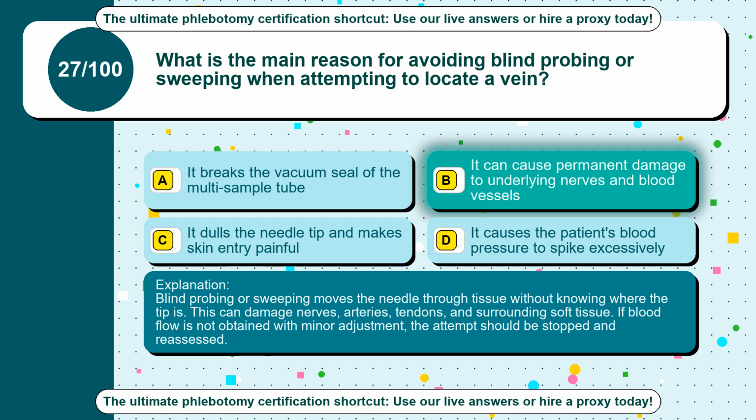Blind probing or sweeping moves the needle through tissue without knowing where the tip is. This can damage nerves, arteries, tendons, and surrounding soft tissue. If blood flow is not obtained with minor adjustment, the attempt should be stopped and reassessed.